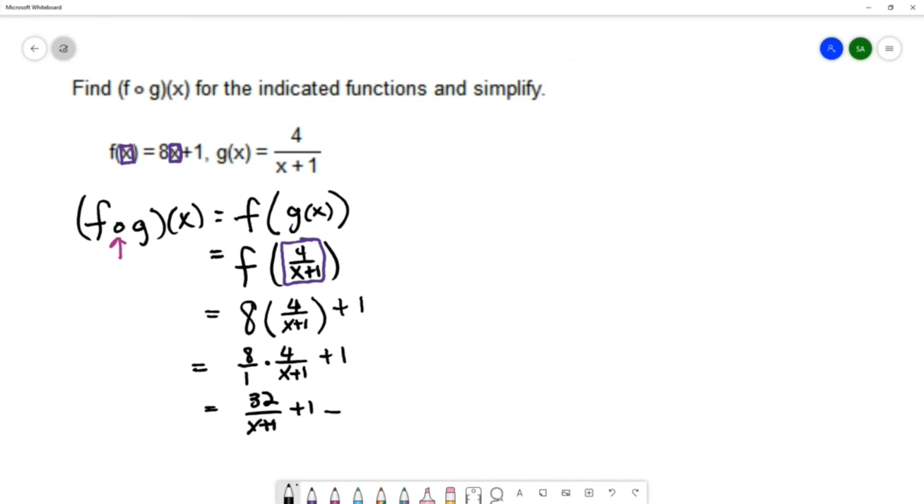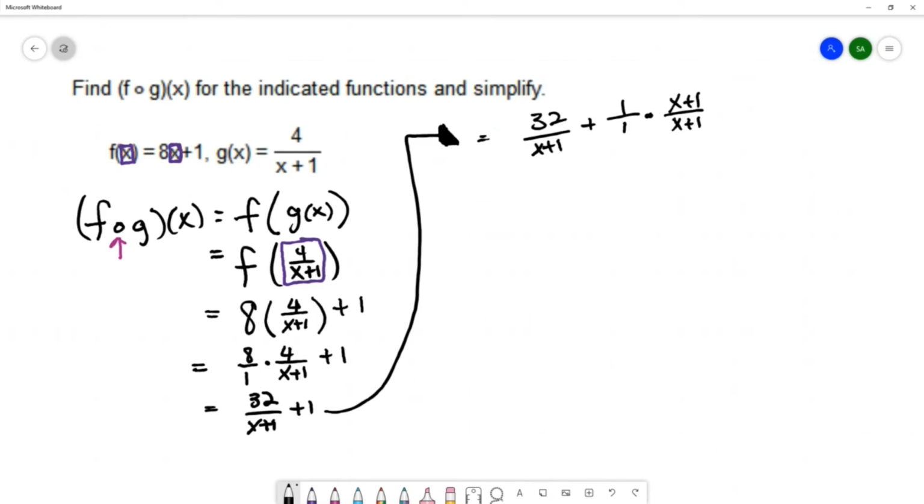Now we're going to take it a little bit further, and we're going to simplify this to be in a single fraction. So we have 32 over x plus 1, plus 1, and we treat 1 as 1 over 1. And to get a common denominator, we would multiply by the other denominator, x plus 1 over x plus 1. That gives 32 over x plus 1, plus x plus 1 over x plus 1. Now we have fractions with a common denominator.